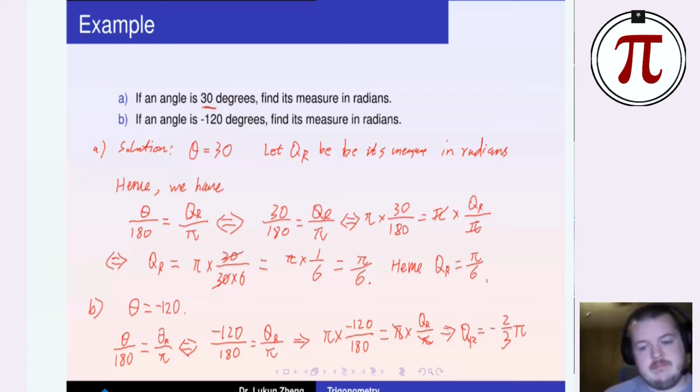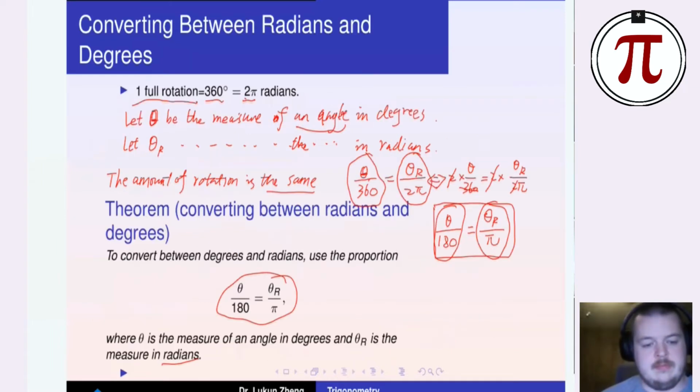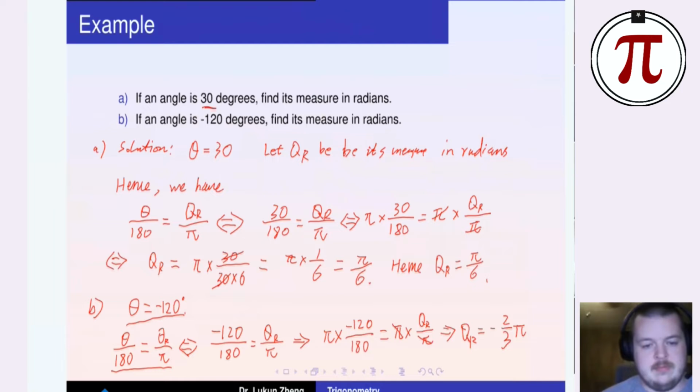Okay, all right. Some of us already got the answer. So now let's check this question together. For B, we have theta equals negative 120 degrees. By this theorem, we have this equation, which always holds: theta over 180 equals theta r over pi. Firstly, by substitution, because theta equals negative 120, we have negative 120 over 180 equals theta sub r over pi.